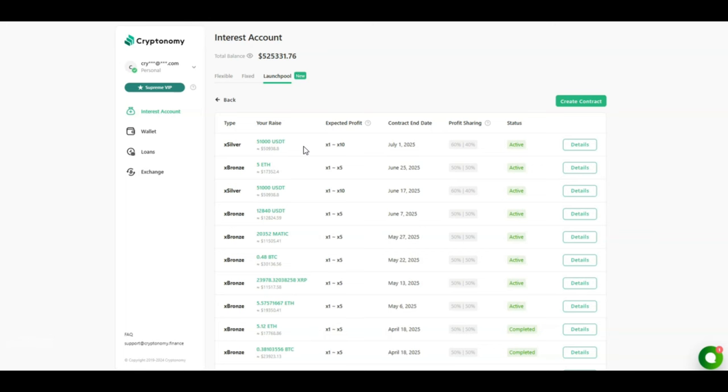My profit sharing is 60-40, and with using the X silver tier, I can expect a profit of 1x to 10x, which is even bigger than what I have been earning so far. So in the coming weeks, guys, I will be updating you on the numbers with my new contract. So stay tuned. Cryptonomy is a platform that I have been trusting for many months now. The customer support is amazing. The app is coming out, which is going to allow you to manage your investments much easier.